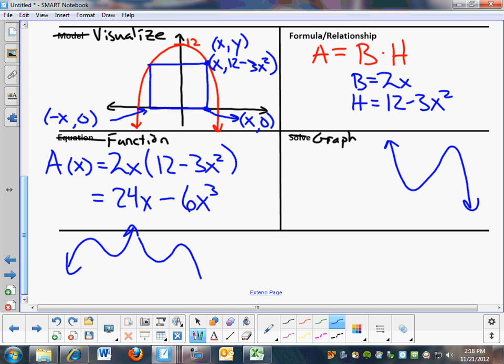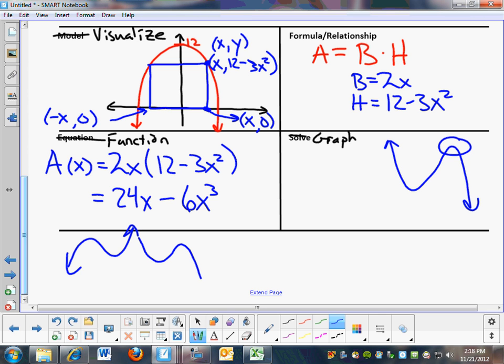The maximum occurs at a local maximum spot, right up there. I don't have a way of doing this algebraically. We have to use calculus. Next year when you take calculus, we'll be able to do that using what we call derivatives.